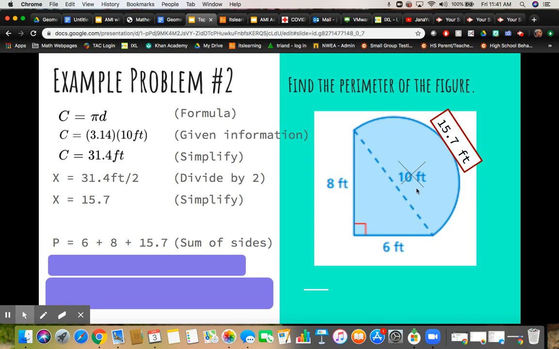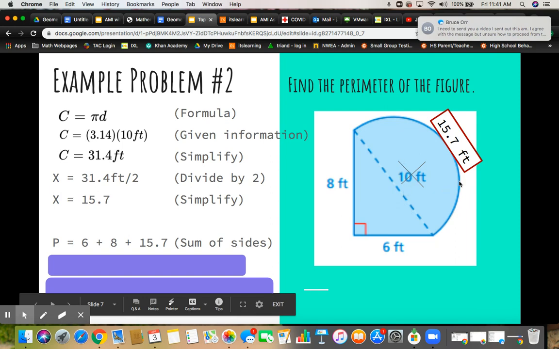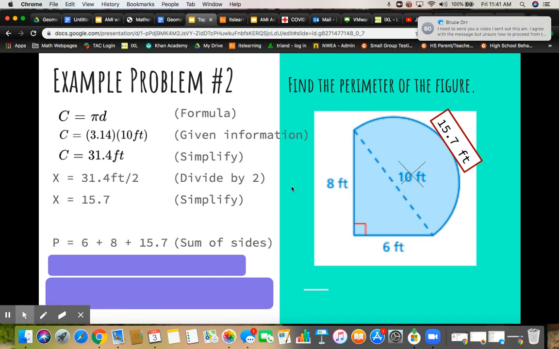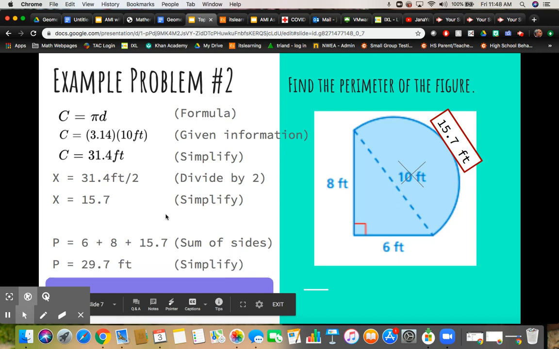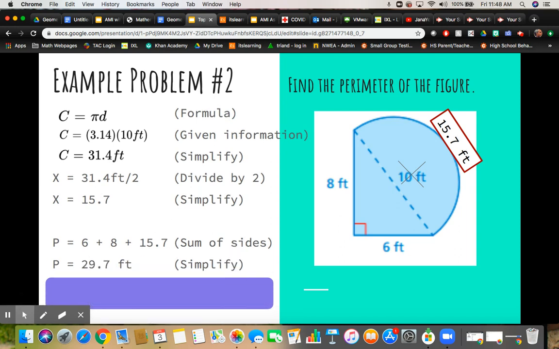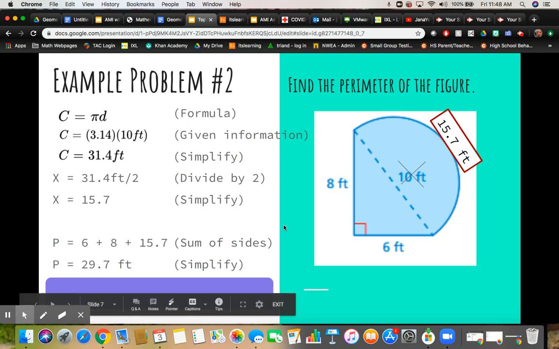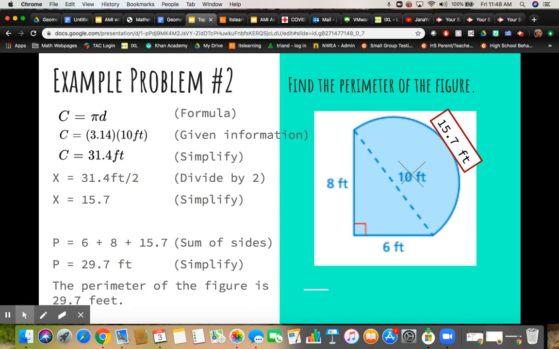So let's talk about this 10 I just put an X mark on. The reason why I didn't add this 10 feet is because this 10 feet is talking about the distance inside here, and that's inside the figure. In the perimeter, we're just talking about the outer edges of the figure, not the inside. So that's why I canceled it. When I add all that together, I get that my perimeter is equal to 29.7 feet. I'm going to write it in the form of a sentence once again. The perimeter of the figure is 29.7 feet.